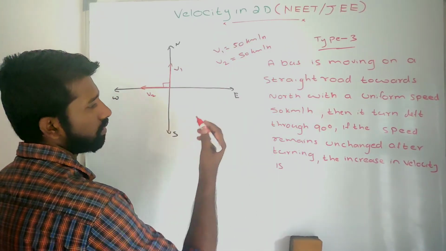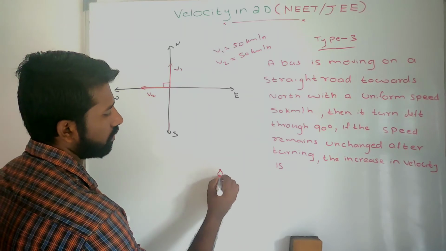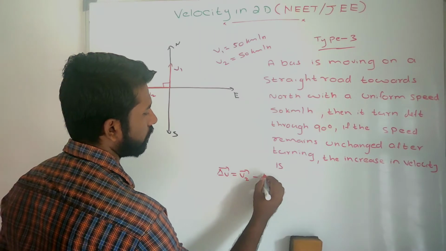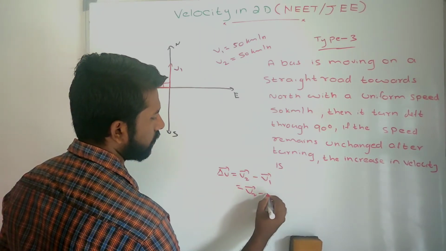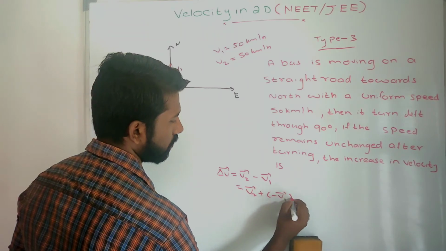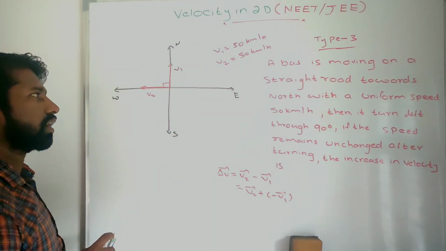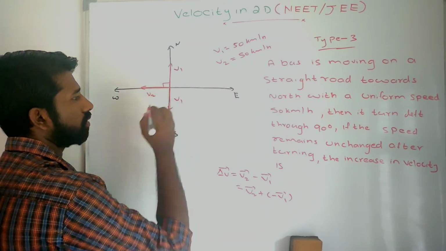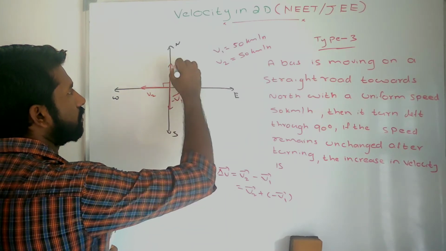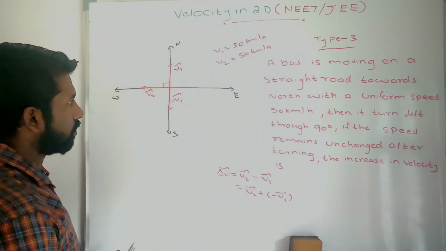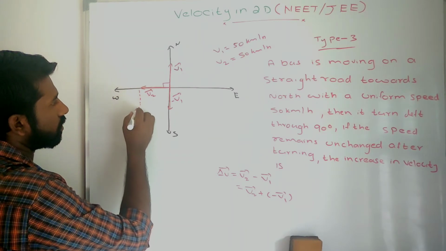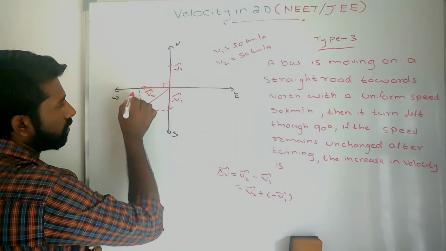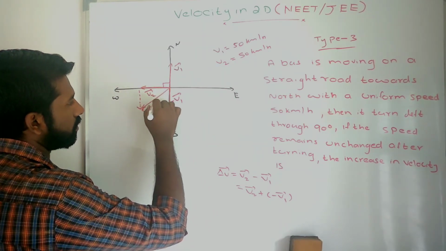Okay, we need to find out the change in velocity. Change in velocity is equal to final velocity, that is v2 minus v1. This we can write as v2 plus minus v1. Okay, minus v1 is a negative vector. So the negative vector of v1 is in this direction, the same magnitude, but in the opposite direction. This is the minus v1. Now we can find out the resultant by considering the parallelogram. So this is a diagonal of this parallelogram. This diagonal is the change in velocity.